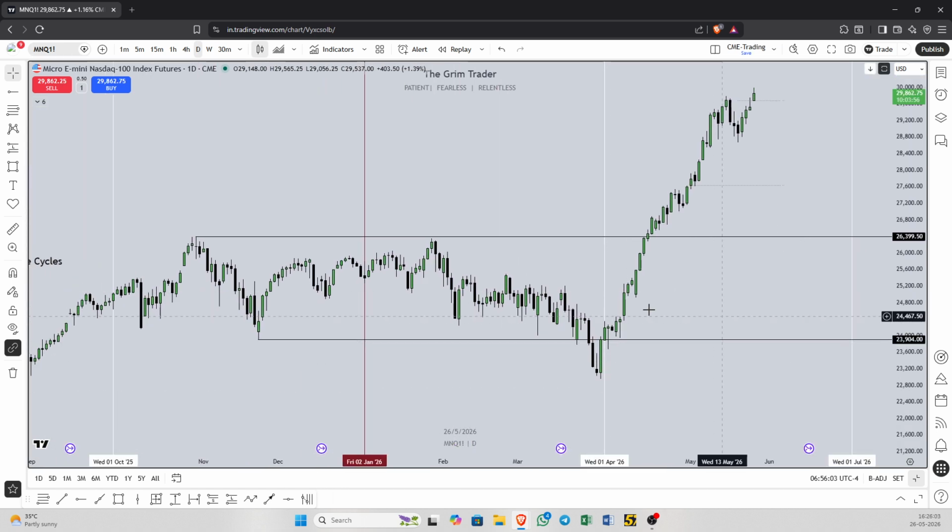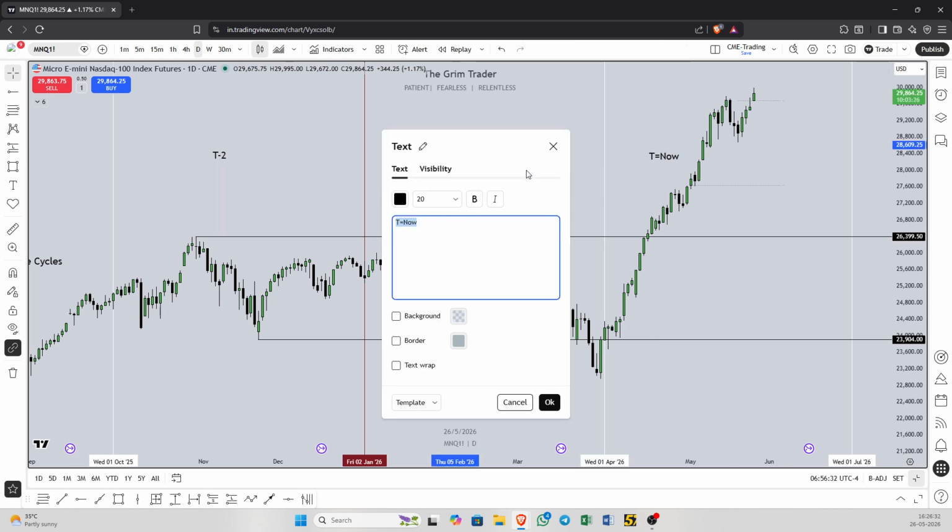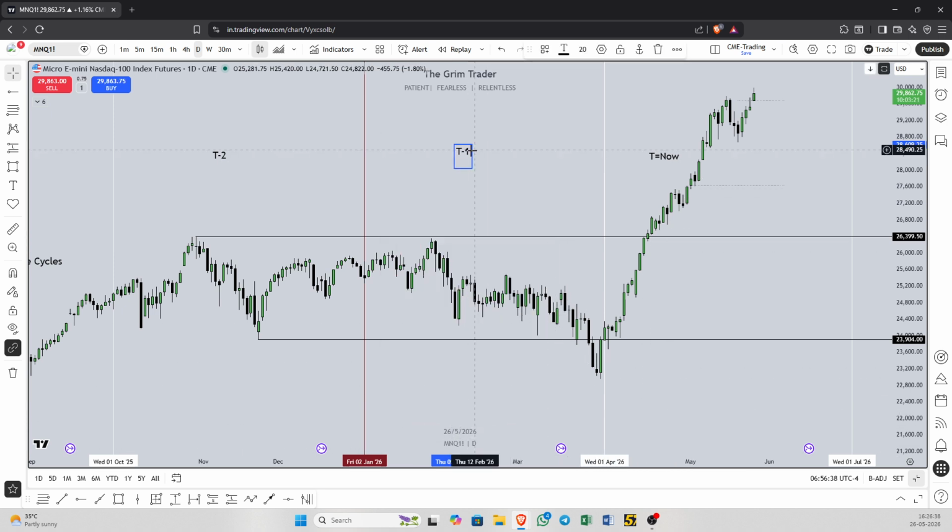For instance, the current quarter starting April 2026, NASDAQ was already above the low of the cycle before the previous cycle. For the sake of simplicity, I'm going to be calling it T minus 2, where the cycle T is T equal to now. And this is T minus 1 naturally. Okay, so these are the time cycles. This is the current cycle, which is T equal to now.